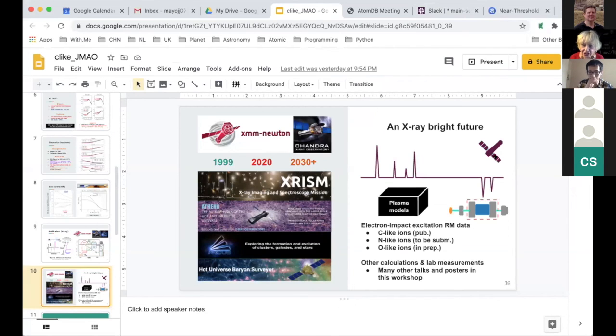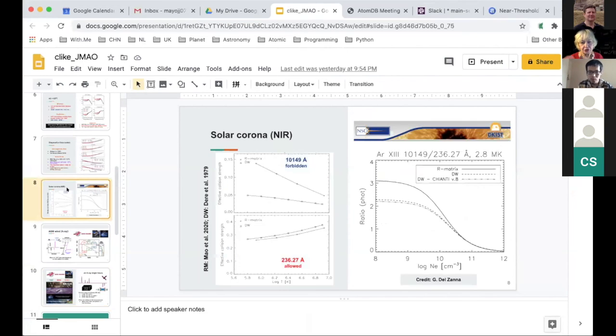I just wanted to comment that in your highly ionized argon, you showed a density sensitive diagnostic between the near infrared and the far ultraviolet, or the X-ray, 249 angstroms. That's a very tough one to measure directly. Yes, actually we won't be able to do simultaneous measurements. So find lines that are close together. That's the powerful approach that we can really make use of.